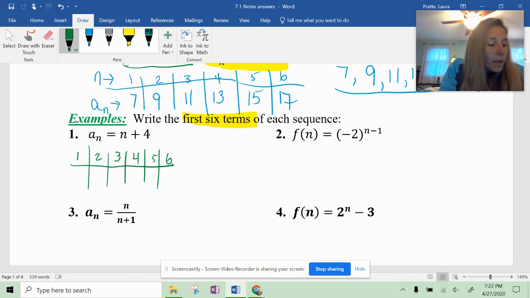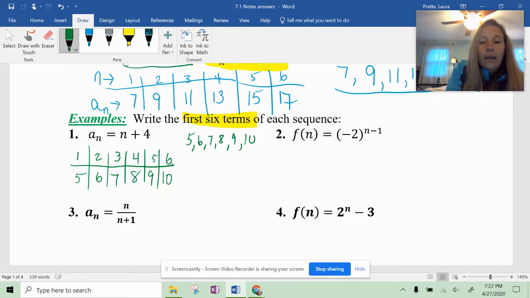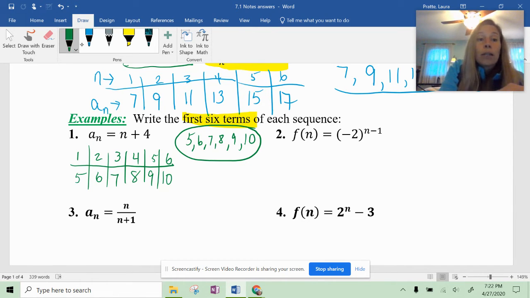So for number 1, if I plug in the numbers, each of these I'm just adding 4 to. So 1 plus 4 is 5, 2 plus 4 is 6, 3 plus 4 is 7, 4 plus 4 is 8, 5 plus 4 is 9, 6 plus 4 is 10. So my answer here would just be 5, 6, 7, 8, 9, and 10. So that would be the first 6 terms of that sequence.